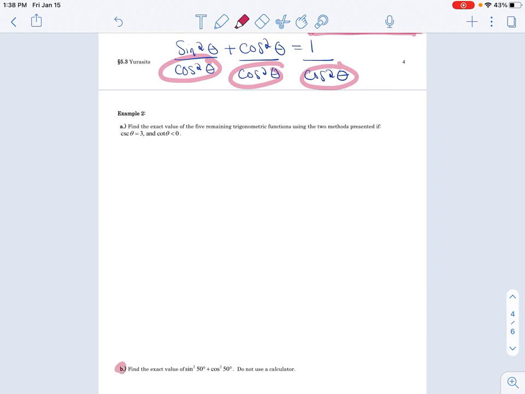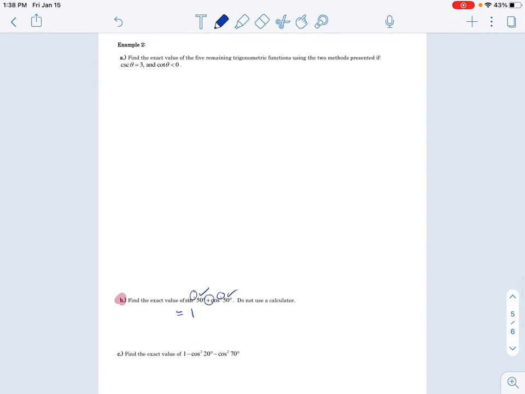I'm actually going to jump the gun and do B real quick. It says find the exact value of sine squared of 50 plus cosine squared of 50. And hopefully this sits well with you. That just equals 1, right? Because my thetas are the same. I'm squaring them and I'm adding them, and that's just what the identity says. I'm going to C. I'm actually going to skip it because you know me, I like to do things out of order. That will come back into play later on in some different unit.